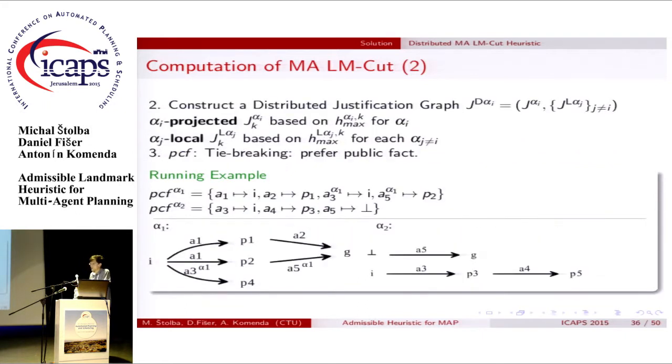So we use this to construct a distributed justification graph, which again consists of a kind of projected justification graph, which is this part, and the local justification graph, which is this part. So what may happen here is that the precondition or effect of some action is missing because the maximizing fact is either private to a different agent or it's public in this case. But it's okay. It's just this kind of distributed graph structure. And there is one detail: the tie-breaking mechanism is modified so that it always prefers public facts.